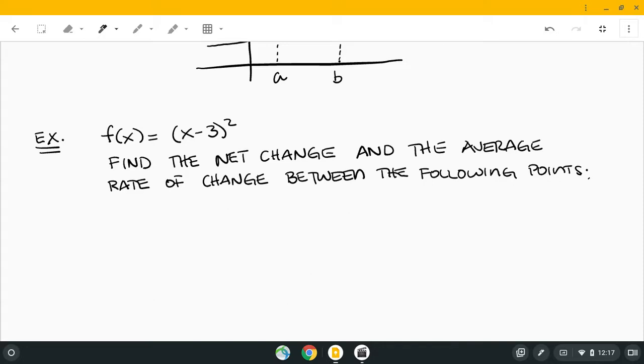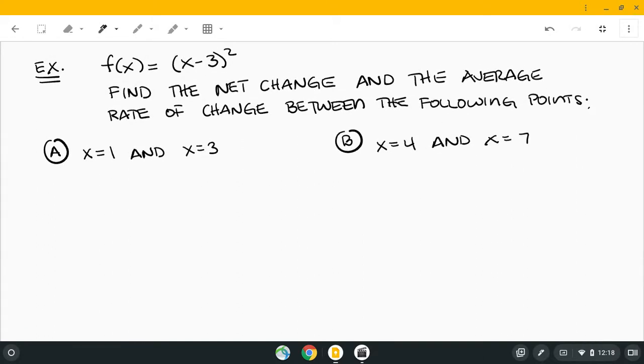Okay, all right, so let's do this one. I'll do this one with you guys, x equals 1 and x equals 3. And then I'll have you guys do this one, B, which will be between x equals 4 and x equals 7. Okay?